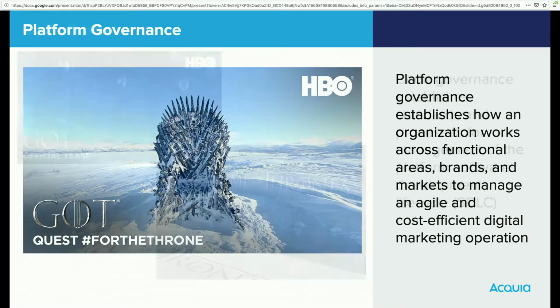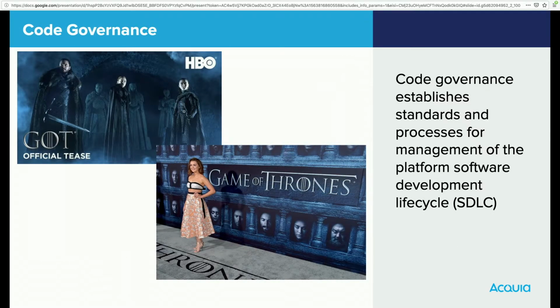And then the last one is your code governance. So you followed all the other governance steps and you're ready to release some code. You can't just throw it out there. You have to plan for it. On Game of Thrones, they had season release plans, from teasers to trailers to date announcements to gray carpet release parties. You have to plan as well to make sure to coordinate so nothing gets leaked.